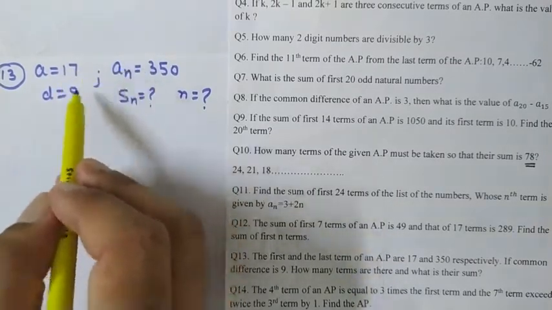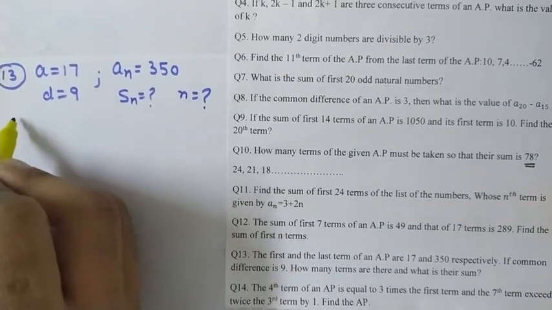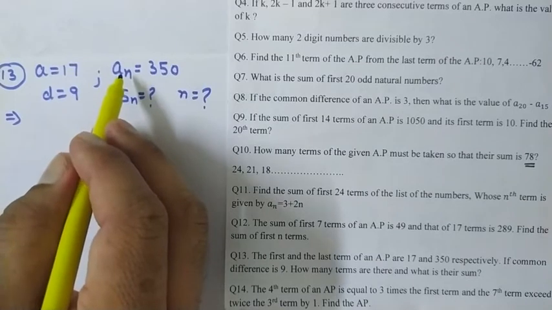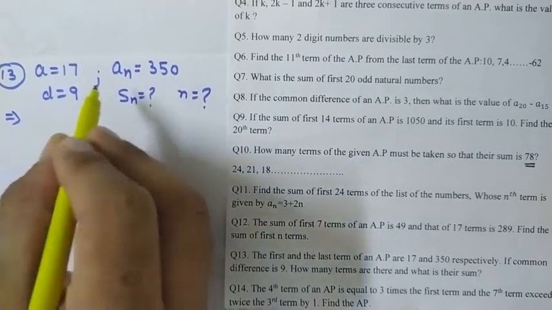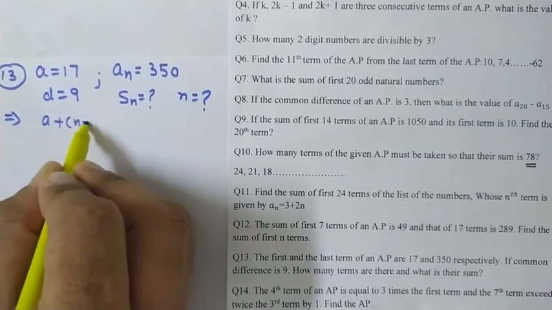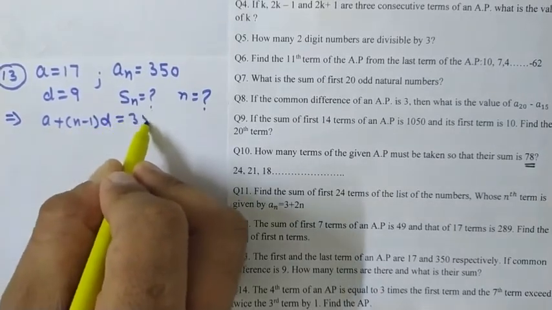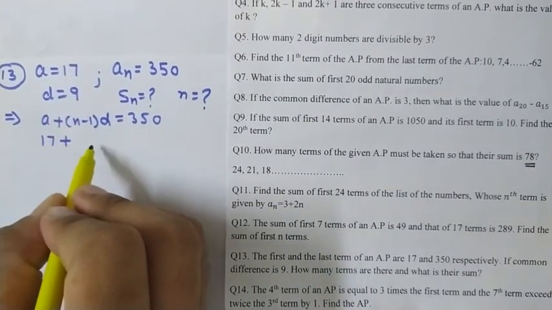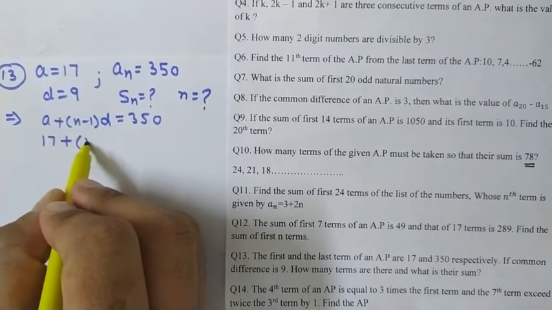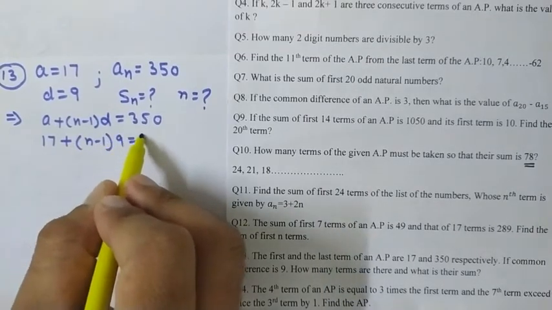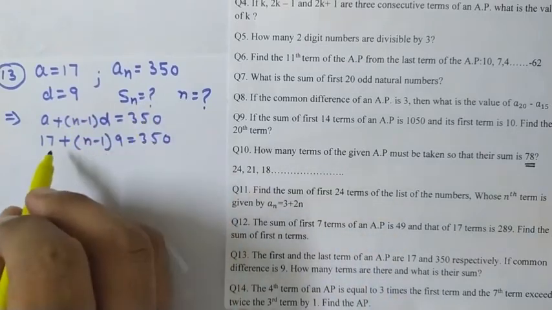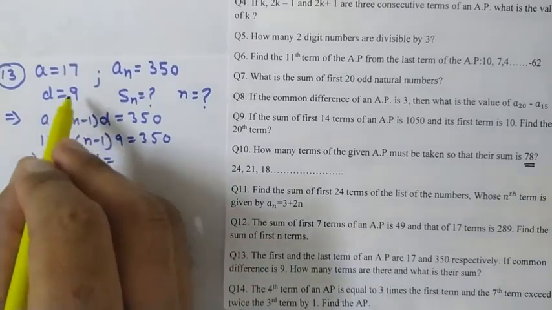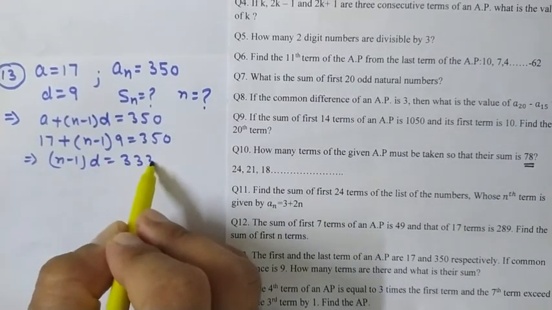So from these three things, let's start. It's a very easy question. an is given as 350. Suppose n terms are there. So an is 350, and the formula is a plus n minus 1 d equals 350. Fill in the value of a as 17 plus n minus 1, where n we need to find, d is 9, equals 350. Take 17 to the right-hand side, and n minus 1 into d is equal to 350 minus 17, that is 333, right?